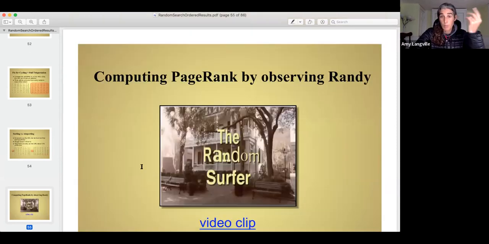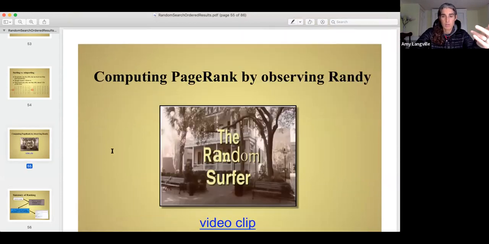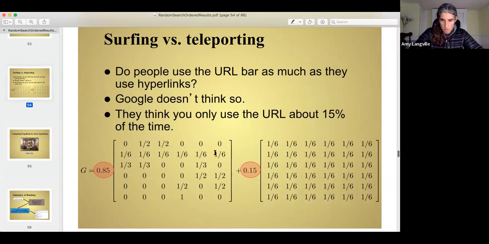Okay, but what we're going to do is just observe which pages Randy is on. This is a video clip, but we would just be observing Randy, which is the same thing as getting this matrix. Add these two together, and you have a P matrix. It is stochastic.